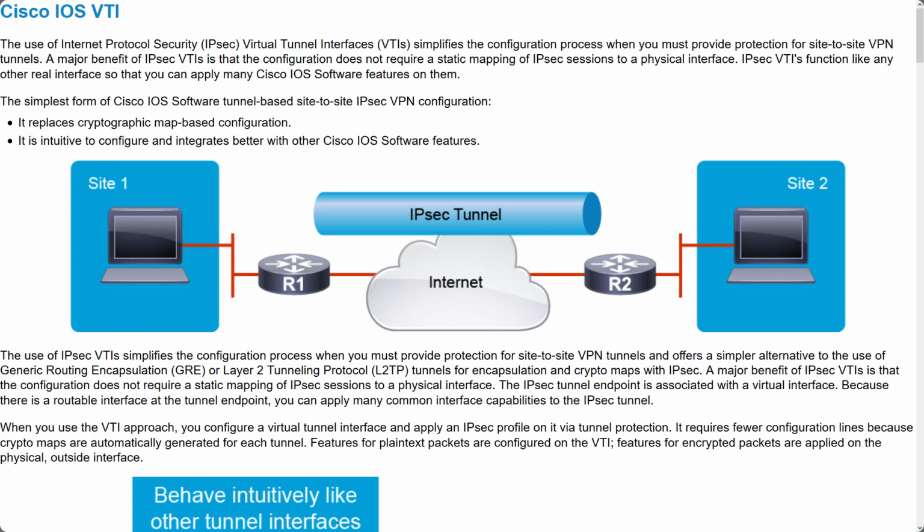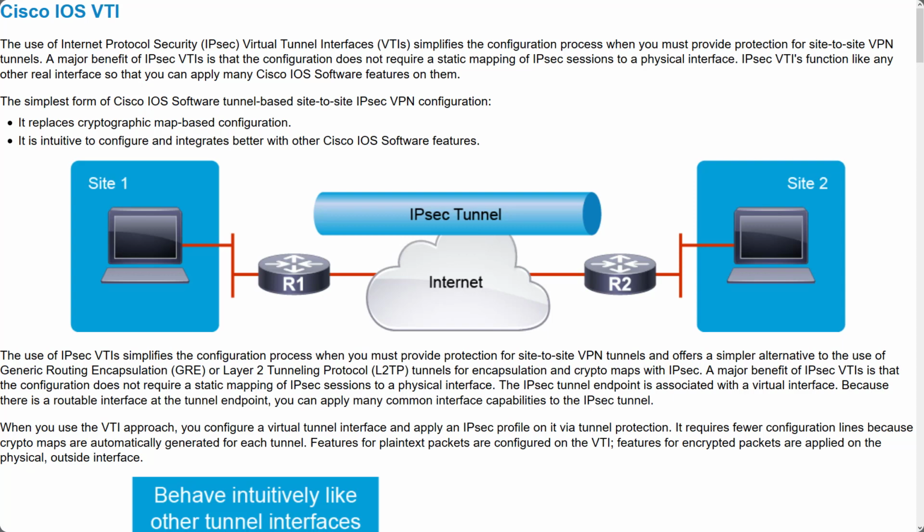So just like we saw with our static VTIs, we can apply things like QoS, firewall features, and other security services as soon as that tunnel becomes active. The QoS features can be used to improve network performance for different applications across the network, and we can do things for voice, video, data, etc. All right.